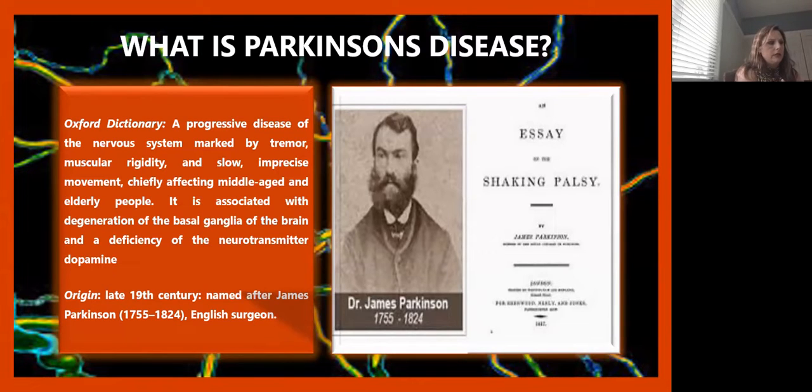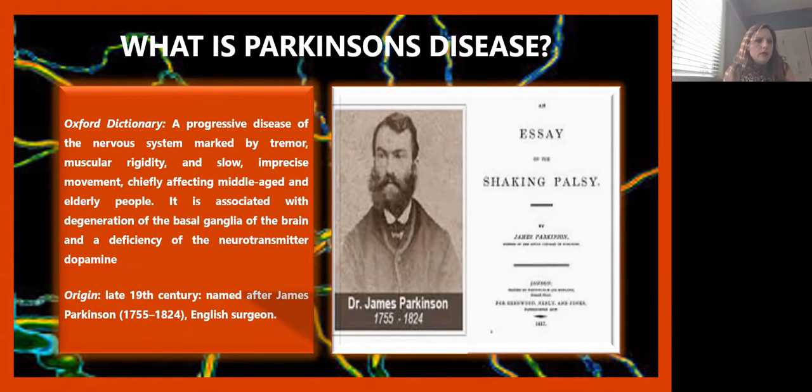What is Parkinson's disease? According to the Oxford Dictionary, Parkinson's is a progressive disease of the nervous system marked by tremor, muscular rigidity, and slow, imprecise movement, chiefly affecting middle-aged and elderly people. It is associated with degeneration of what's called the basal ganglia in the brain, and a deficiency of the neurotransmitter dopamine. The function of the basal ganglia is to fine-tune those motor movements.